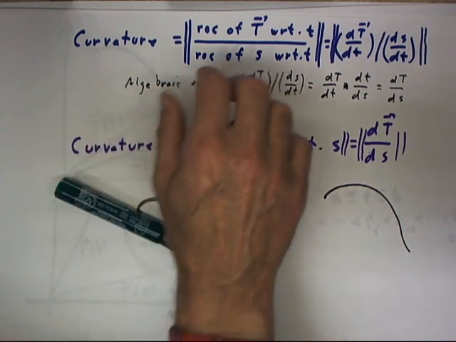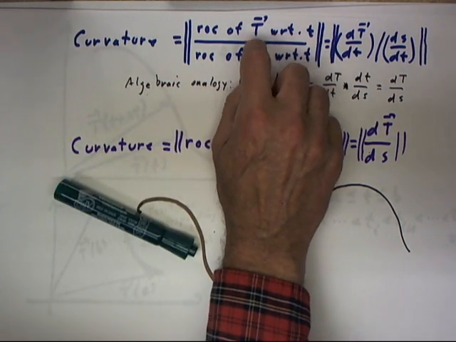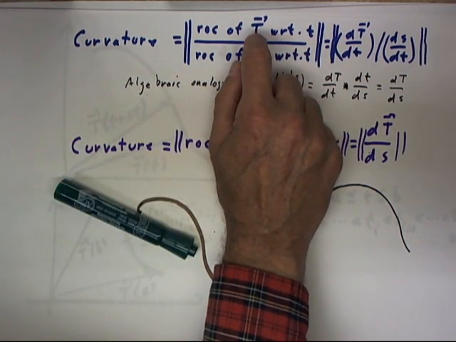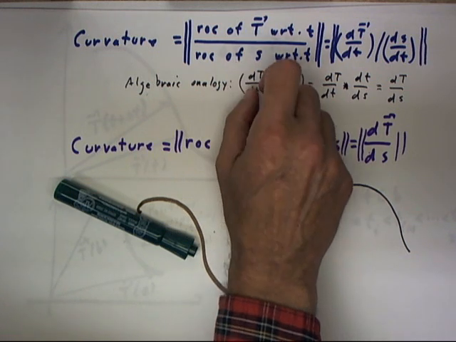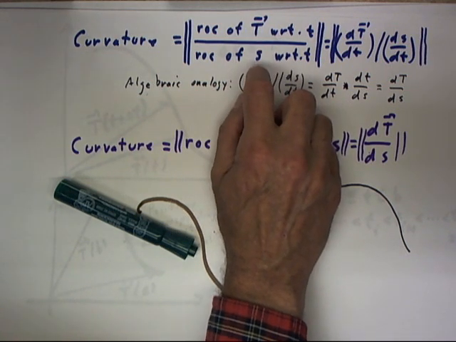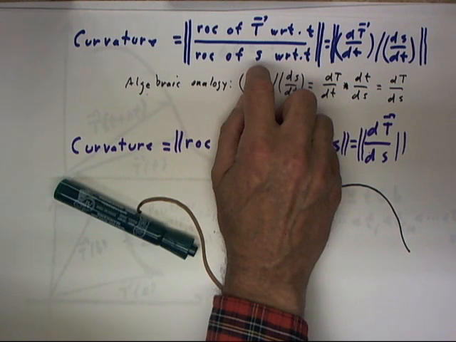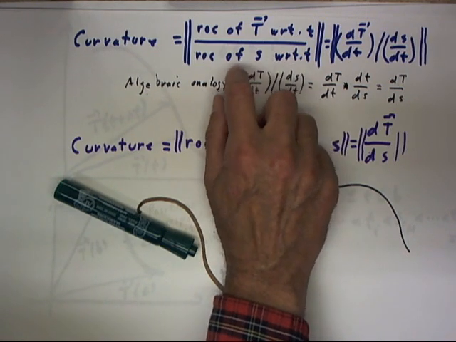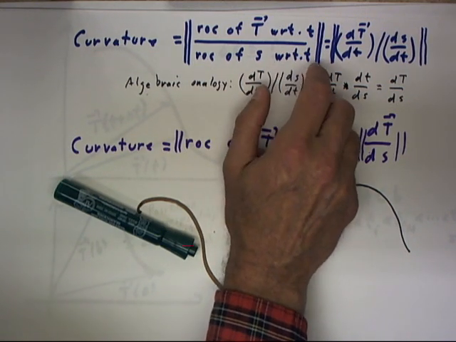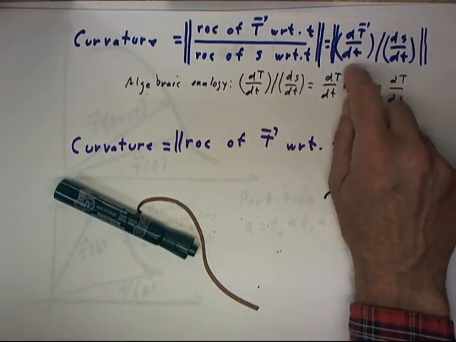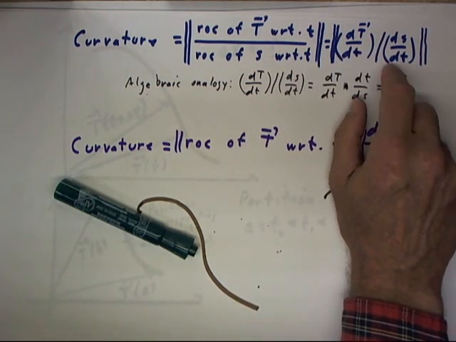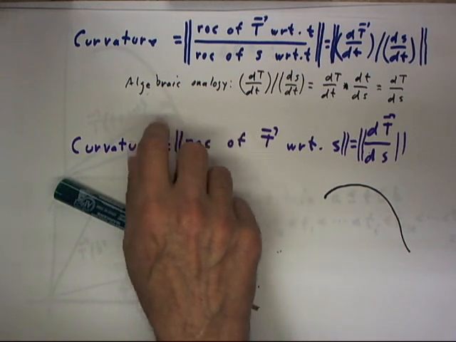So we're taking the t derivative of the unit tangent vector, but dividing by the speed with which we're moving along the curve, which is the rate of change of position on the curve with respect to t. And that is, again, the familiar expression that we used previously.